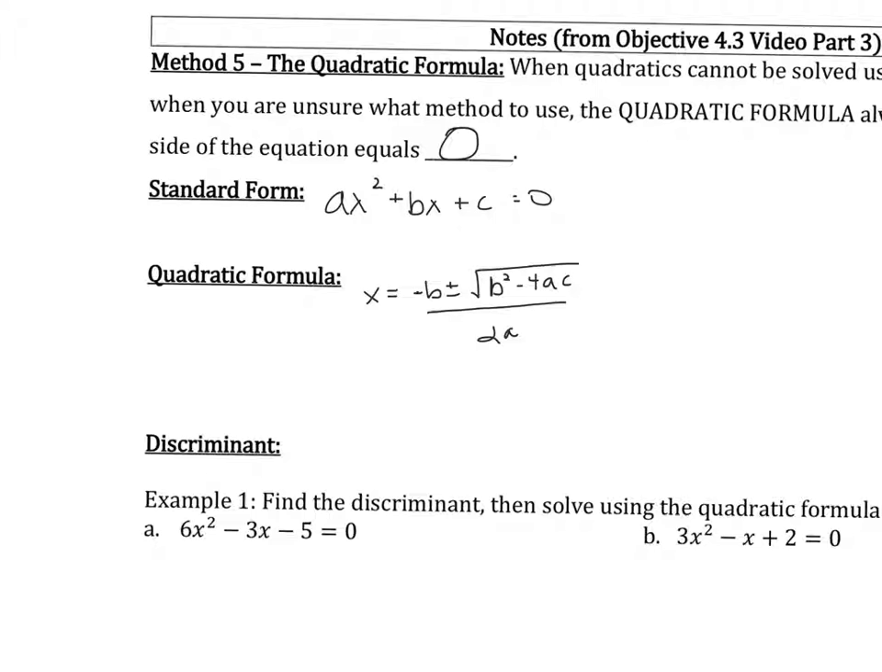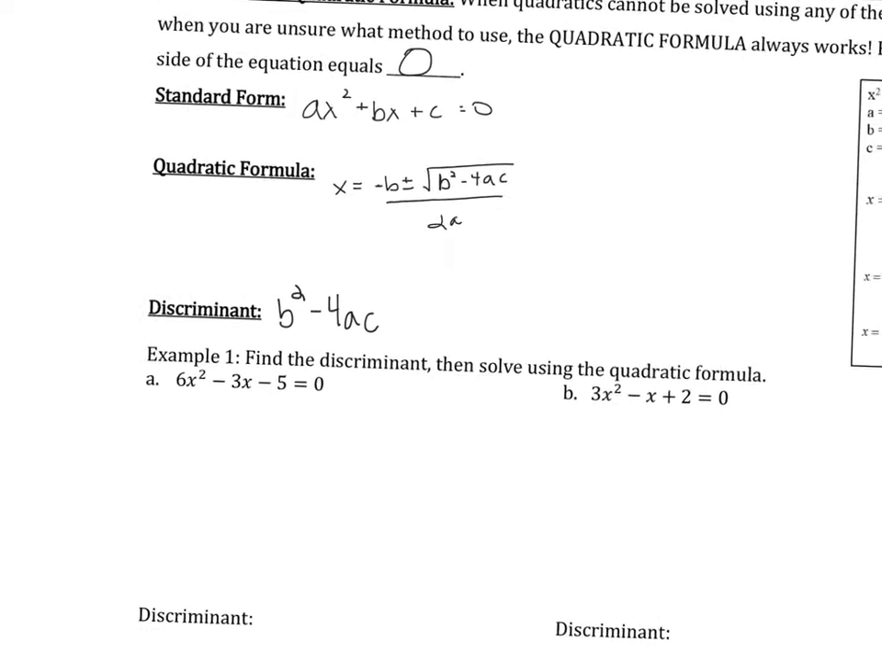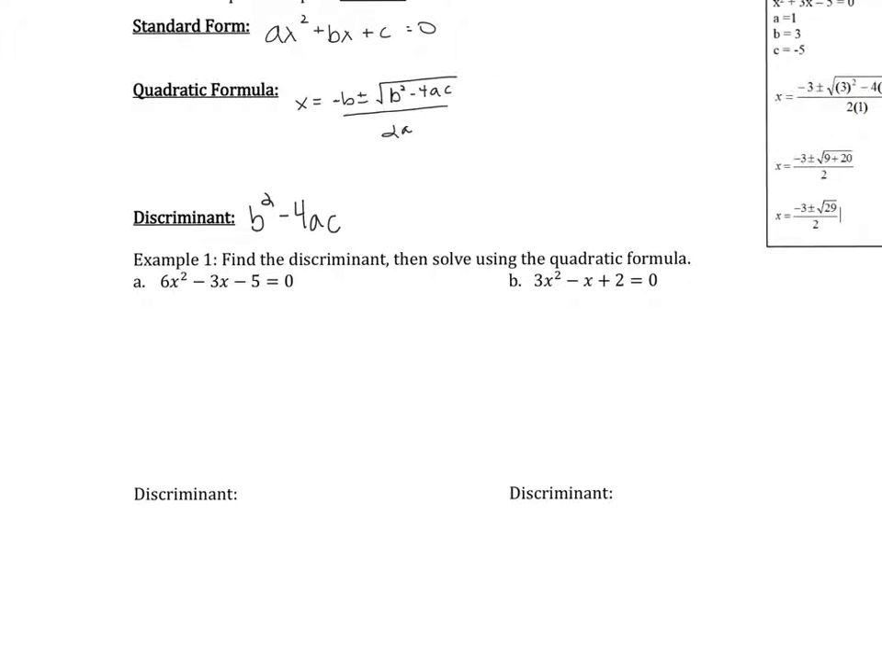Okay, now the discriminant is a very special part of this. The discriminant is the part underneath the radical. It's just that b squared minus 4 times a times c. Alright, so let's go ahead and try one of these out. It says find the discriminant, then solve using the quadratic formula.